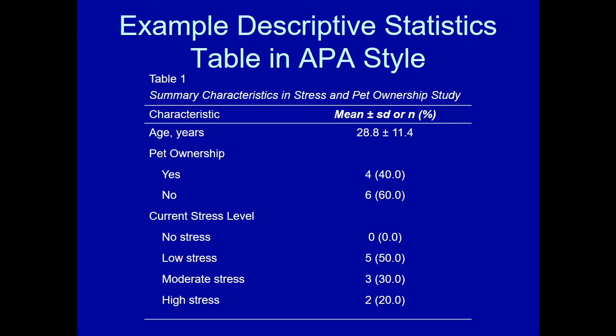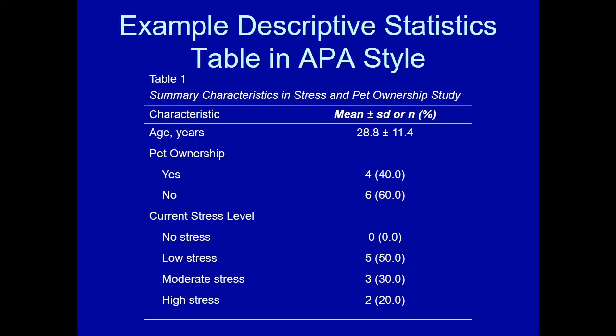So our first example is age measured in years, and that's reported with the mean plus or minus the standard deviation centered in that column. The next variable is pet ownership, which is measured nominally as yes or no. So yes or no is indented underneath the title pet ownership. And then for those two categories, we're reporting the number and percent in each of them in that same column that we listed the mean and standard deviation previously.